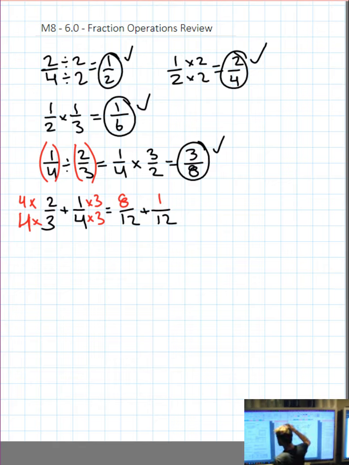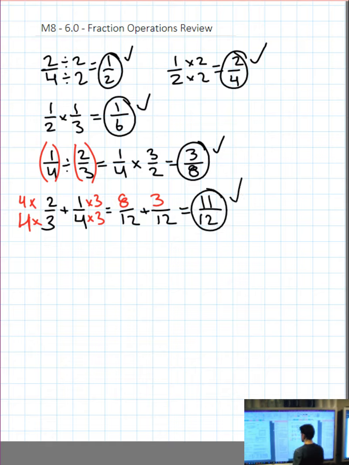And 4 times 2 is 8, and 1 times 3 is 3. And simply then adding the tops, 8 plus 3 is 11. We have a lowest common denominator of 12. And again, check your answer on your calculator.